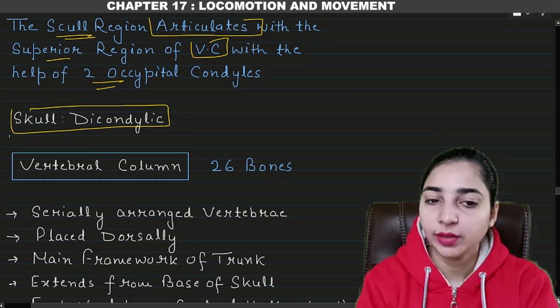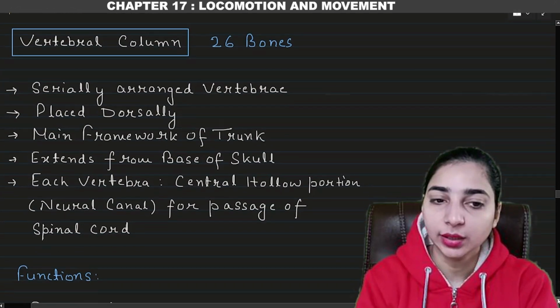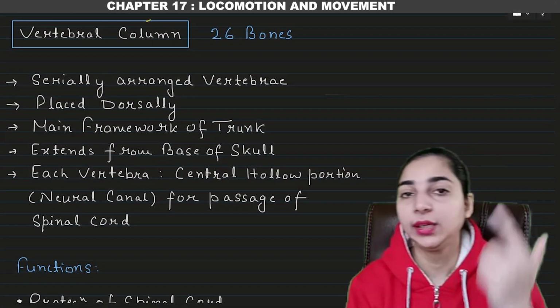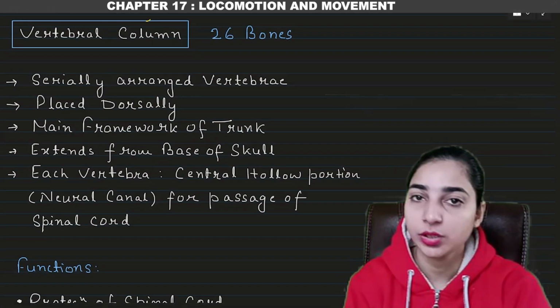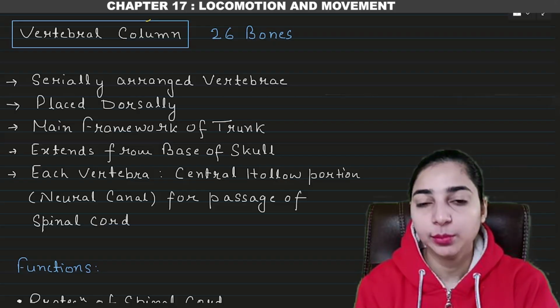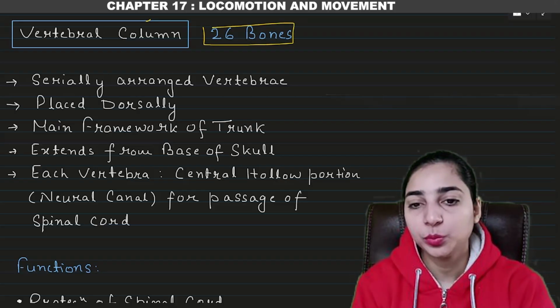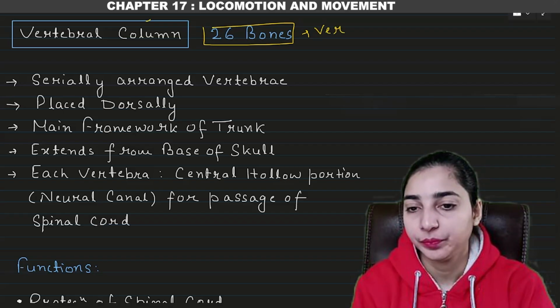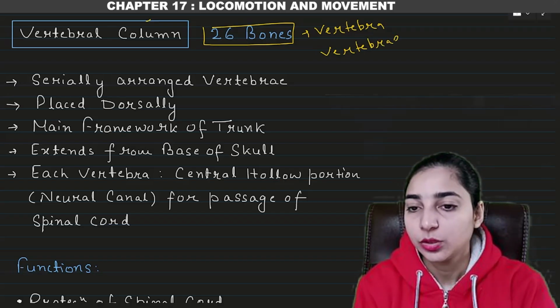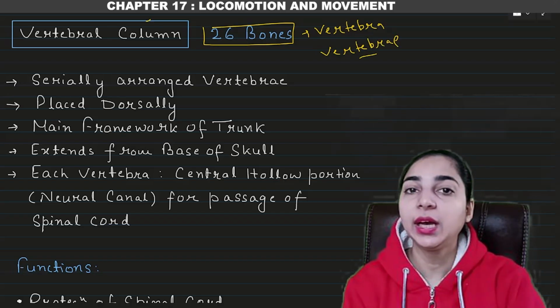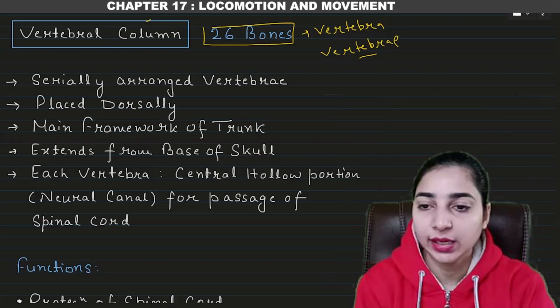So the skull was one part of the axial skeleton. The other part is the vertebral column, which is located at the back side of our body, or the dorsal side of our body. And the vertebral column consists of 26 bones. Each of these bones is known as a vertebra. The plural form is vertebrae. So a total of 26 vertebrae are present, which are serially arranged like this.